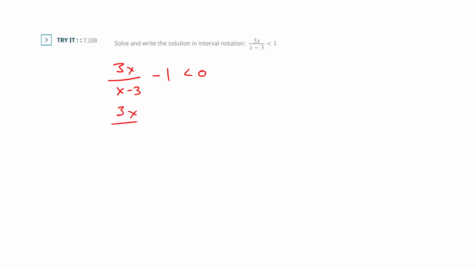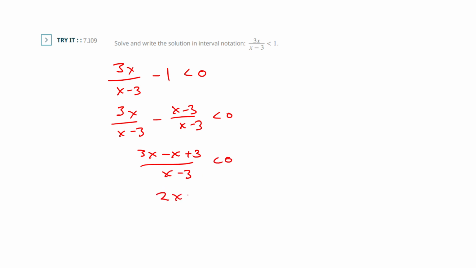Okay, so we have to get a common denominator, just like we did before. So 1 is the same thing as (x minus 3) over (x minus 3). So combine this. I've got 3x minus x plus 3. That negative goes to everybody. So I've got (2x plus 3) over (x minus 3) is less than 0.